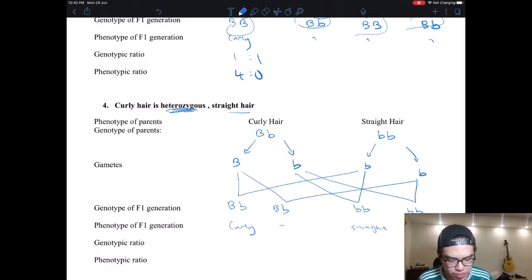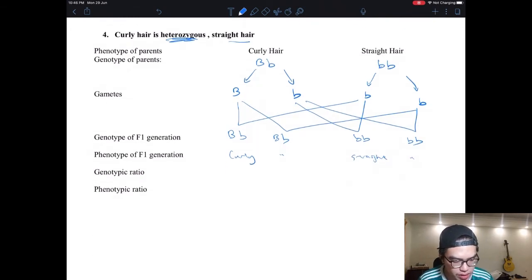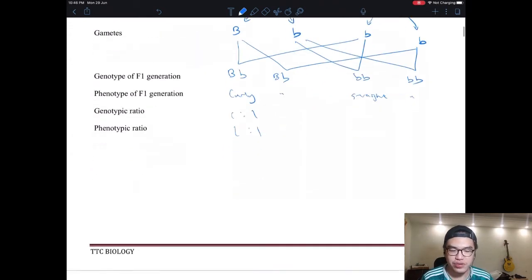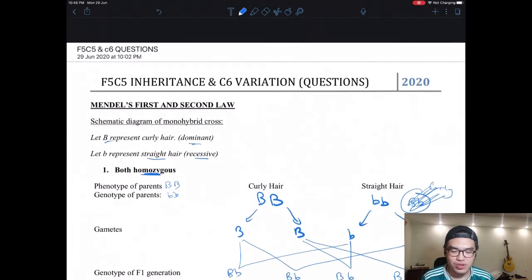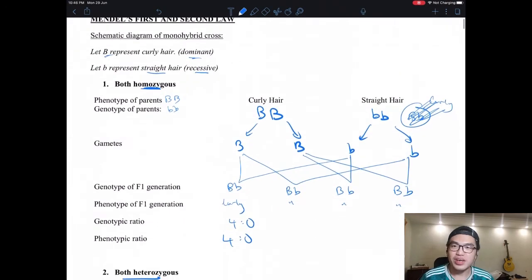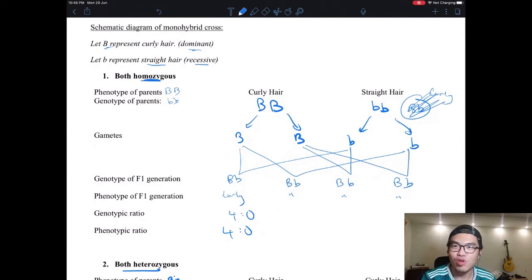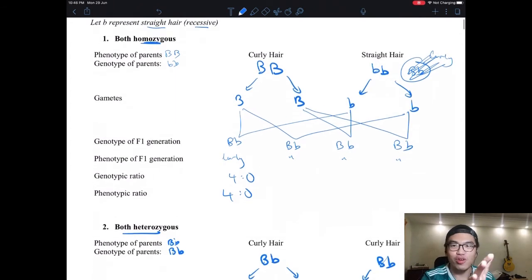Okay, genotypic ratio is 1 to 1. Phenotypic ratio is also 1 to 1. Okay, so we have 4 different scenarios here. So the first scenario is your father being very perfect, your mom has no perfect gene, not perfect, or all recessive gene.